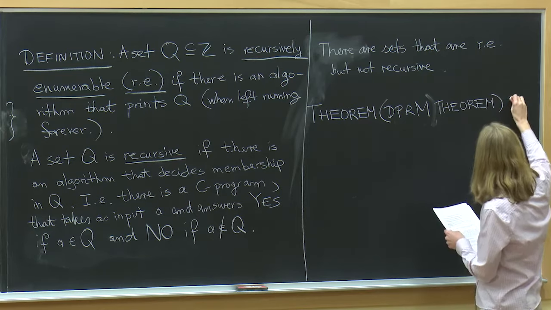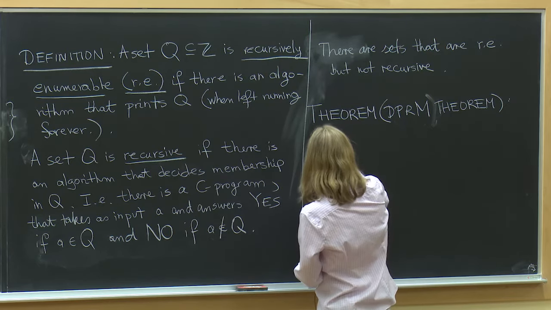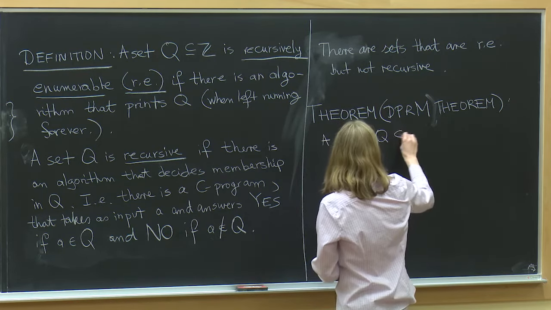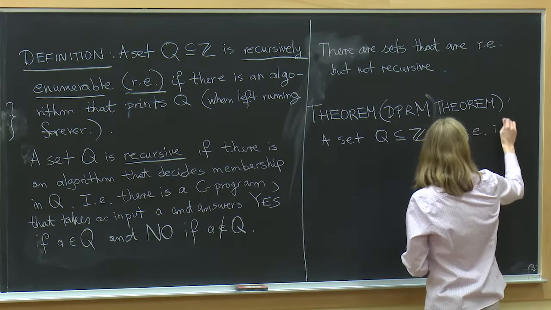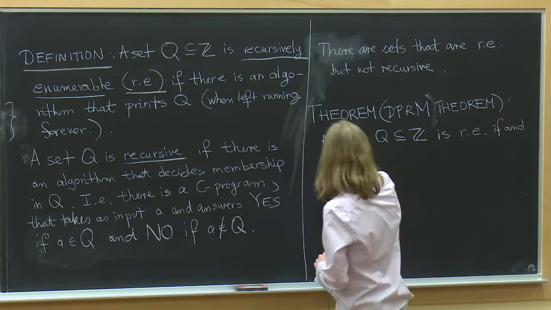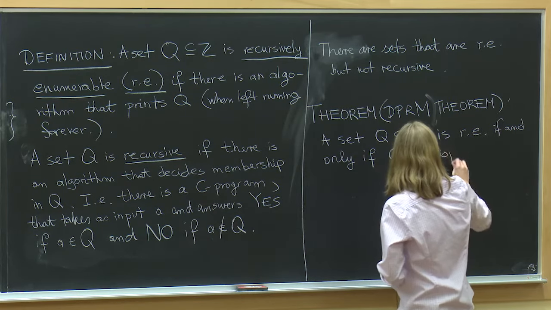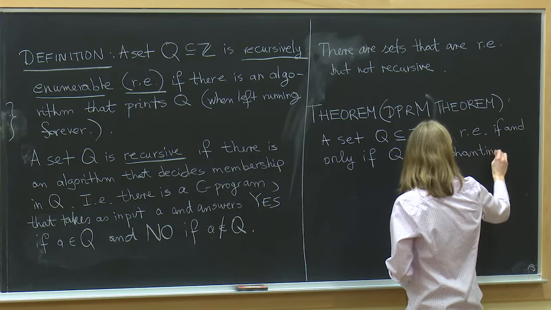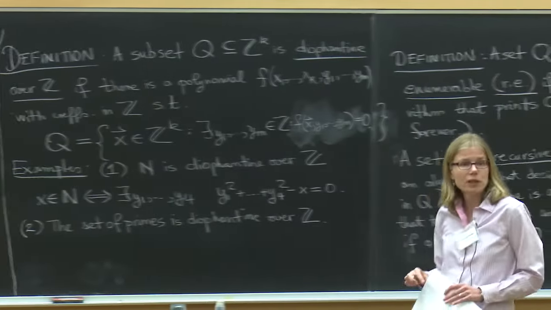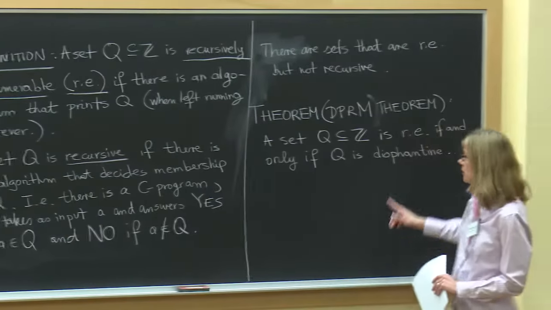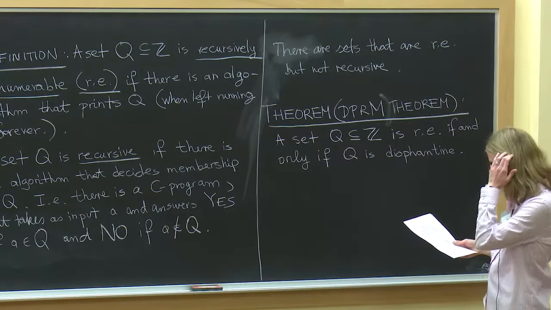And it is a very powerful theorem that describes Diophantine subsets over the integers. Namely, it says that a set Q that is a subset of the integers is recursively enumerable if and only if Q is Diophantine. And so in particular, this shows that the set of primes will definitely be Diophantine because it's clearly recursively enumerable, and has some other implications too.